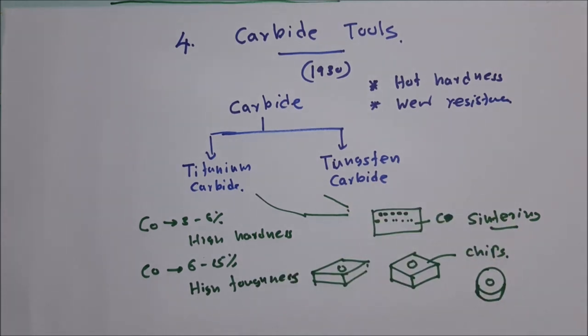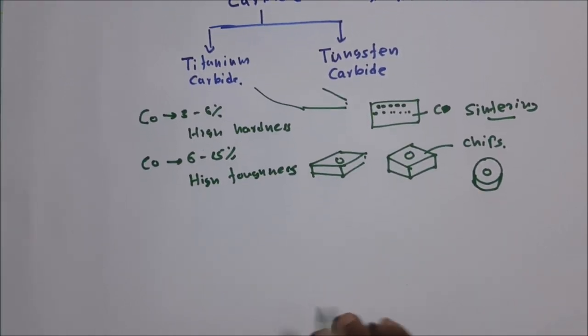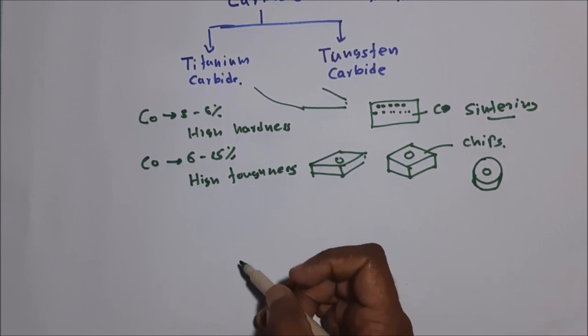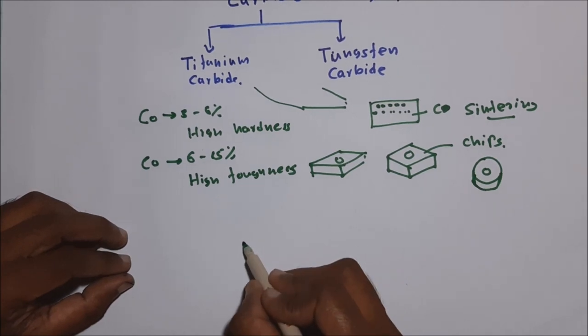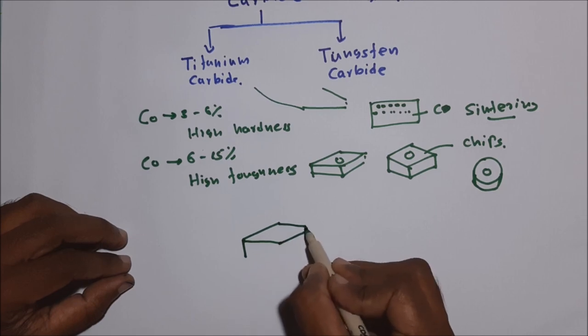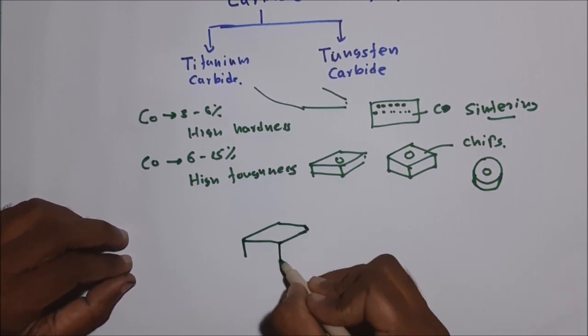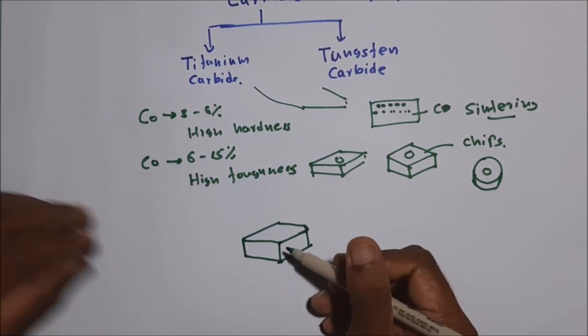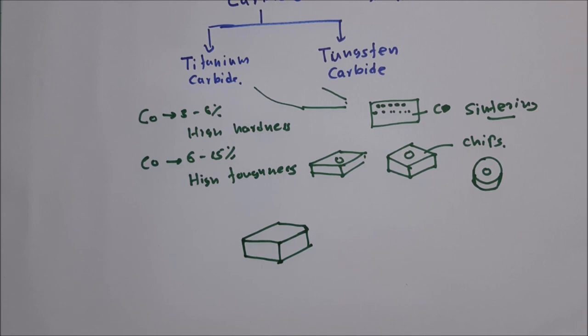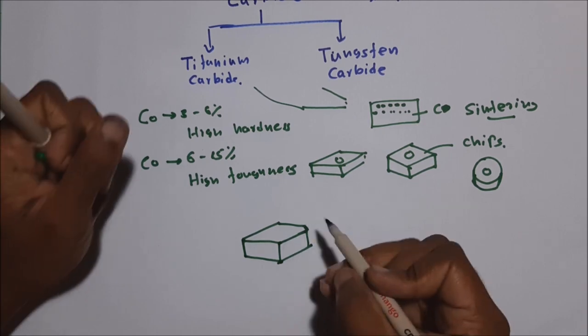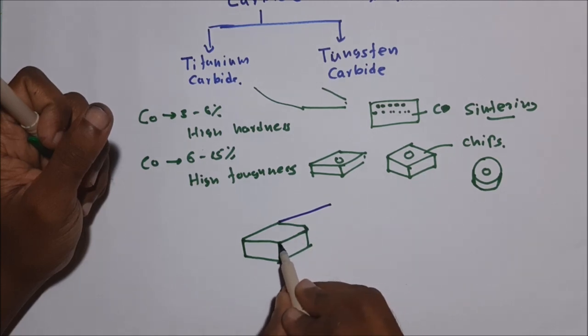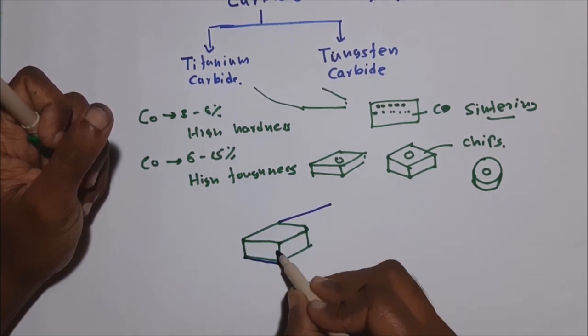When using carbide tools, these insert type chips are extremely popular. That means the carbide insert chips are mounted on the steel shank. This is the inserted carbide chip, and it is mounted on the steel shank.